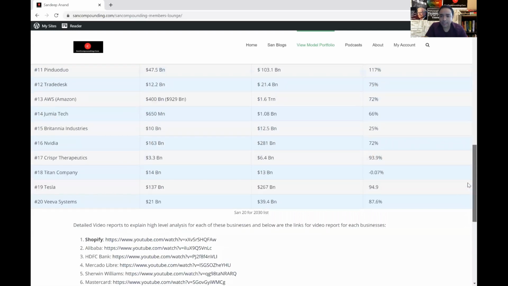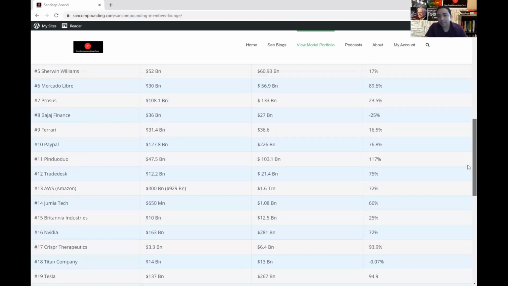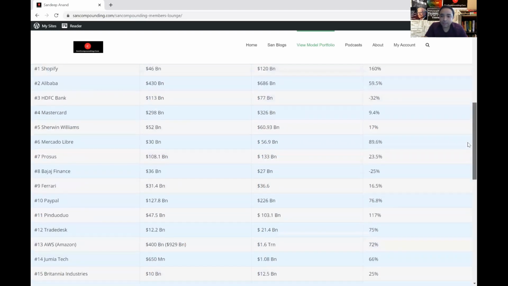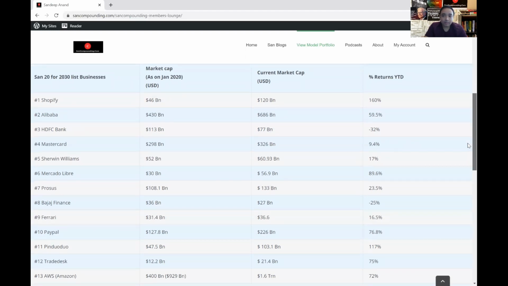That could tilt the needle towards very high returns, even more than this. So look at the returns, which have been staggering this year. Tesla 95%, Veeva 87%, CRISPR 94%. Overall, Pinduoduo 117%, PayPal 77%. Some laggards are there. Bajaj Finance minus 25% because India got hit a lot during the pandemic, and valuations were crazy at that time for all these companies. I mean, all these are market leaders. HDFC Bank has negative 32% in returns, and Shopify 160%. So the acceleration to the digital world has caused all these e-commerce and payments players to take off.